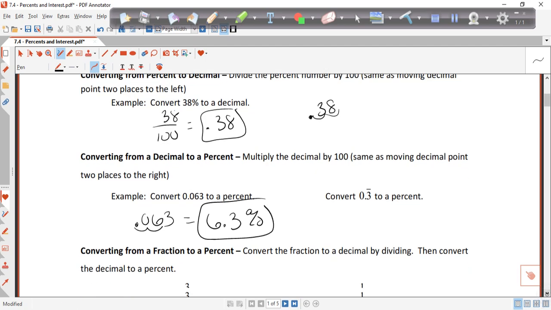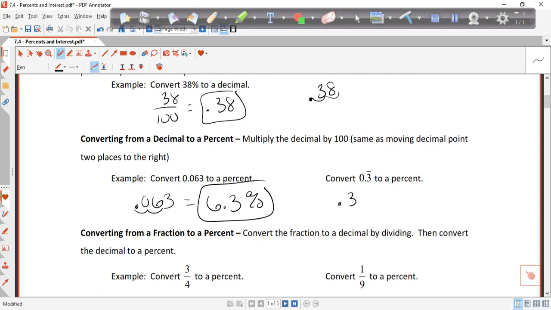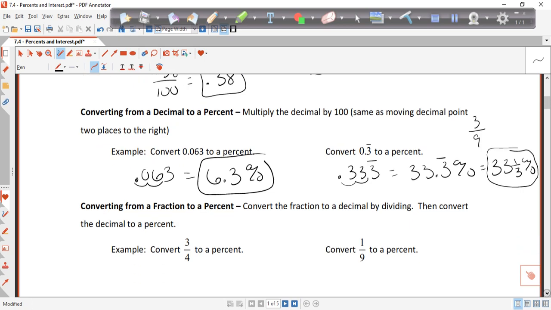If we're doing 0.3 repeating, move it this way twice. That would be 33.3 repeating percent, which is also equal to 33 1/3%. Remember 3 is the repetend, so we put it over 9 and reduce. That would be 1/3. Make sure to look at how it's asking for the answer.